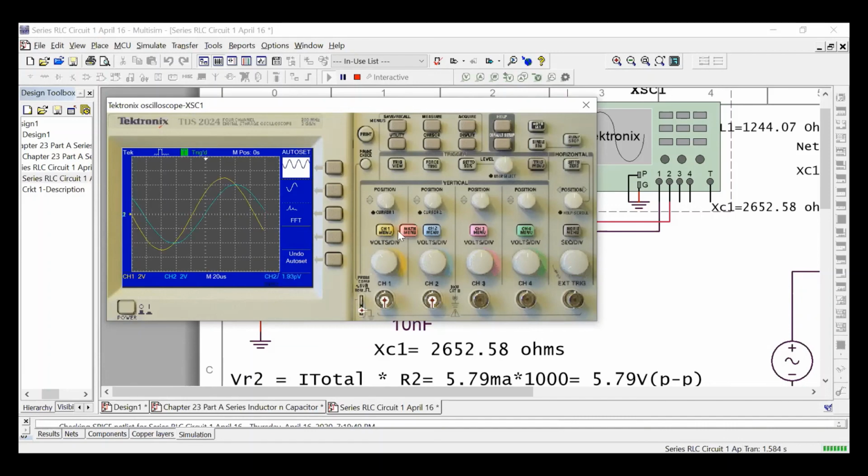Let's do some math on here. Let's do some measure, and I'm going to see if I can remember how to use the math. So I'm going to do a subtraction. I'm going to do channel 1 from channel 2. Channel 1 is going to be voltage peak to peak. There we go. So it's 9.09. So that's our 10 volts peak to peak.